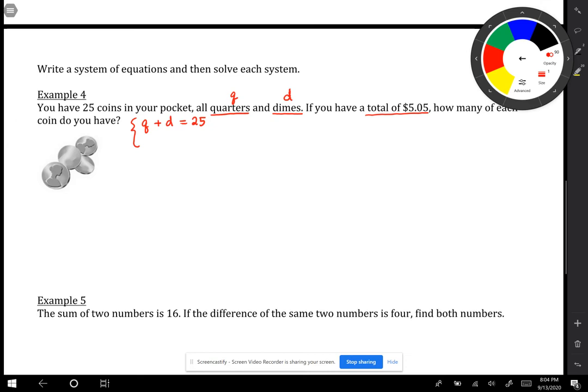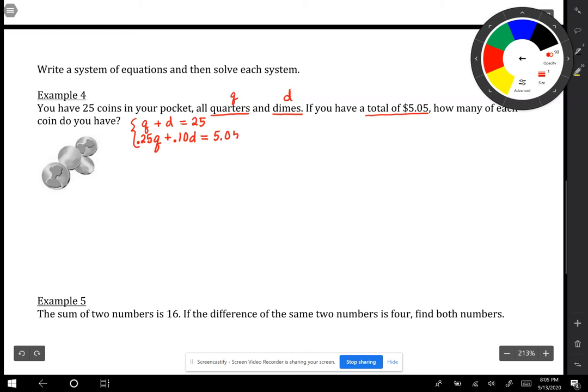So hopefully you all know this. Some people tell me, Mrs. Huss, what's the value of a dime? So a quarter is 25 cents. And we write that in cents form, so 0.25. So 25 cents per each quarter. So you times it by how many quarters you had, plus 0.10 for a dime. And you have a total of how much? $5.05. So notice the bottom equation dealt with money value. And the top equation dealt with how many you had. There's your system. Once you have your system, it should be clear sailing from there.